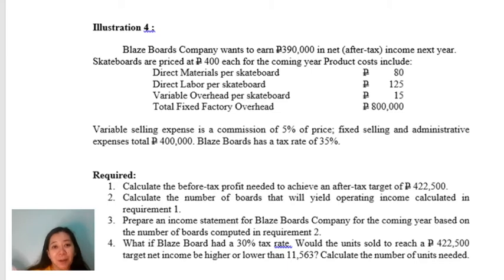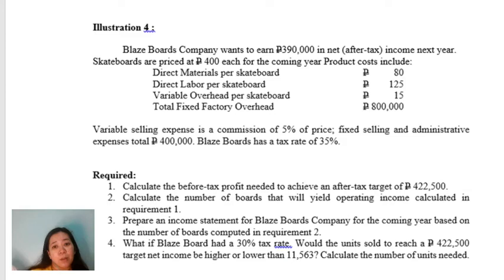Sorry, calculate the before tax profit needed to achieve an after tax target of 422,500. Second is to calculate the number of boards that will yield the operating income calculated in requirement number 1. Third, prepare an income statement for the coming year based on the number of boards computed in requirement number 2. And number 4, what if the company had a 30% tax rate?